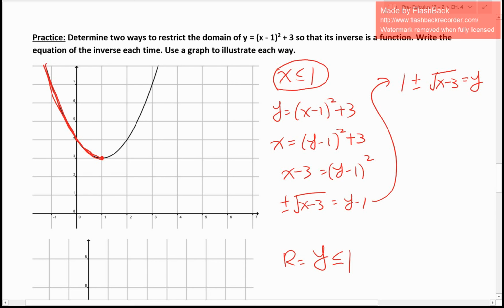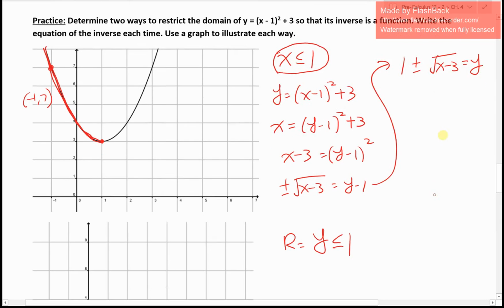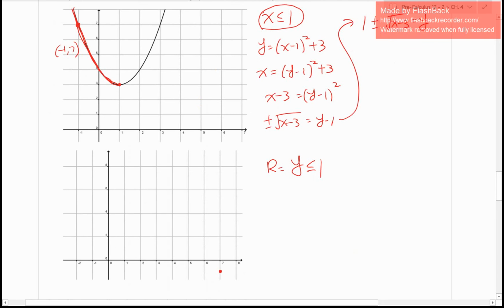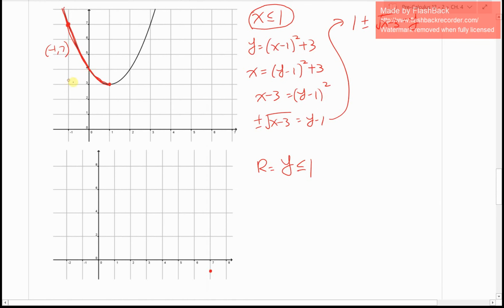Okay, so now if we graph the inverse here, let's actually pick some points and then we can graph the inverse. We have this point right here. This is negative 1 comma 7, so the inverse of that is going to be 7 comma negative 1. That is right here. Okay, and we have right here, this is 0 comma 4. Therefore it's going to be 4 comma 0. This is 1 comma 3, so the inverse is going to be 3 comma 1.